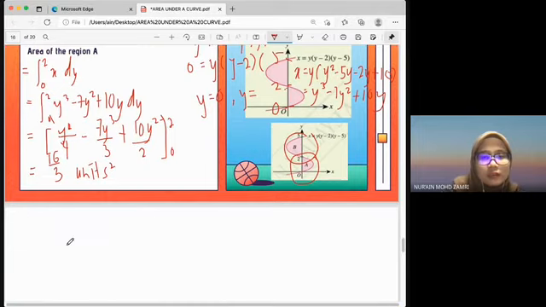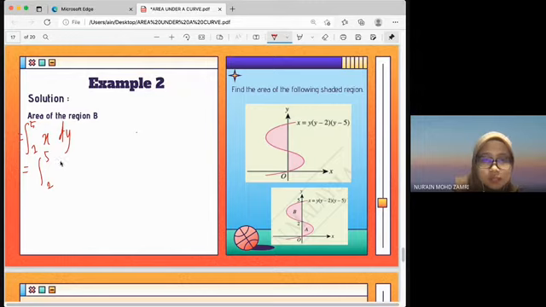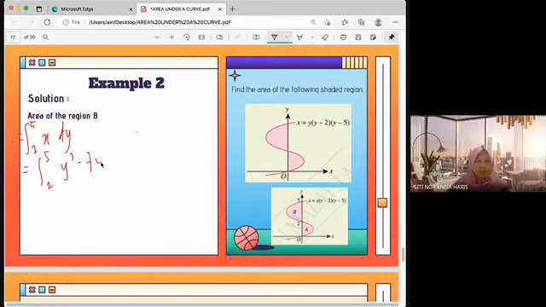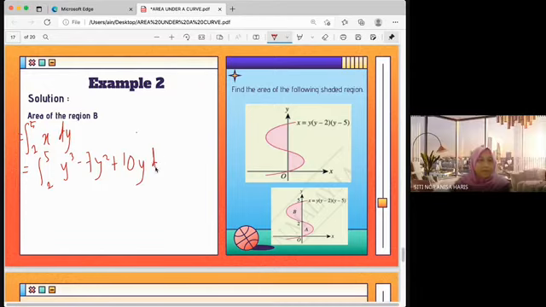So next we find the area of the region B. Like usual, you just write the definite integral with limits 2 to 5, then x with respect to y, and then you substitute the function x in terms of y, which is y cubed minus 7y squared plus 10y, dy.